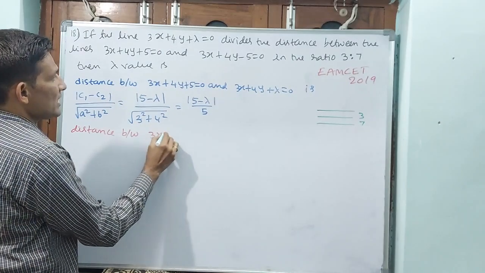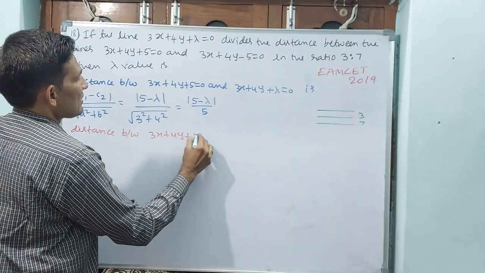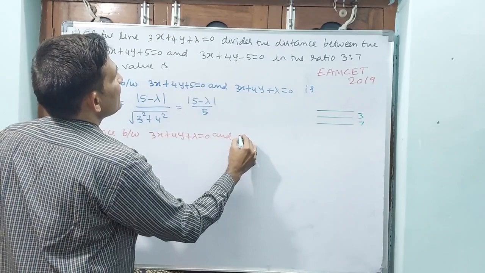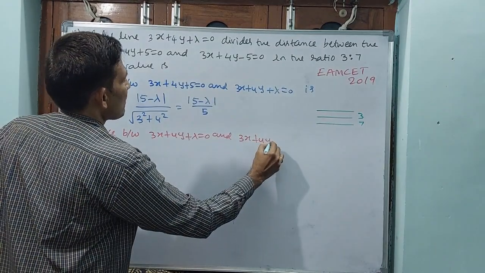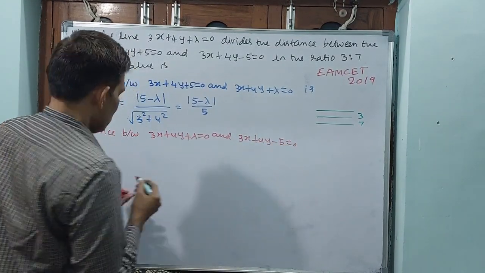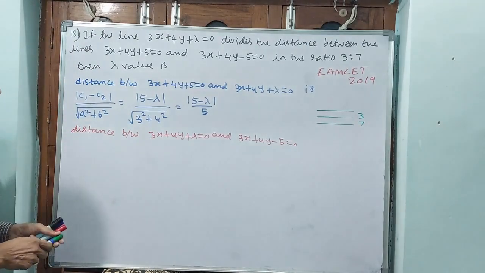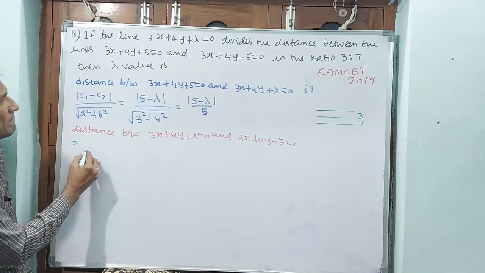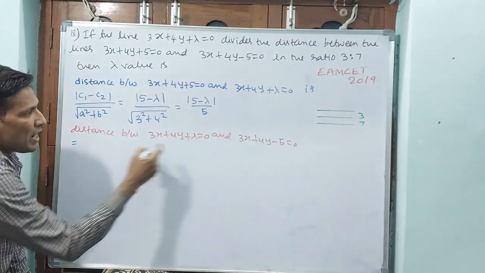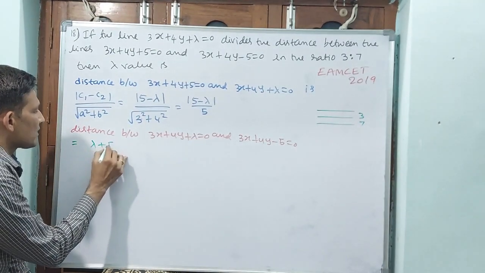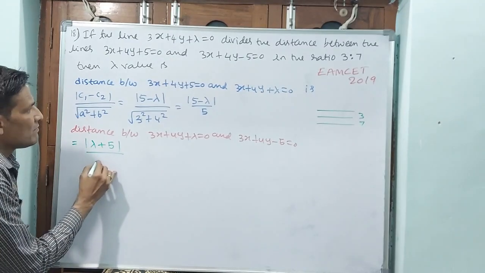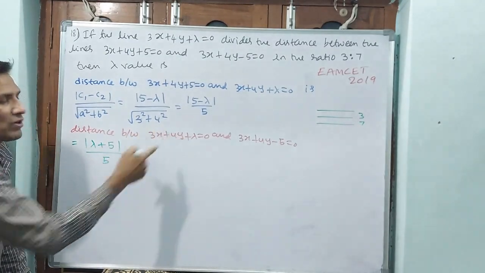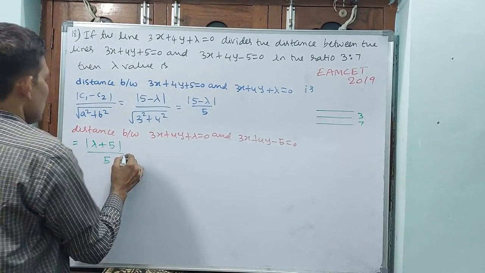Now go for the next one. Distance between now 3x plus 4y plus lambda equal to 0 and 3x plus 4y minus 5 equal to 0. Like that you have to write, then proceed further. If you apply the same formula here, see, lambda minus of minus 5 is lambda plus 5, divided by the same 5 will come. Why? Because the square root of 3 square plus 4 square will come. Now this is the value.